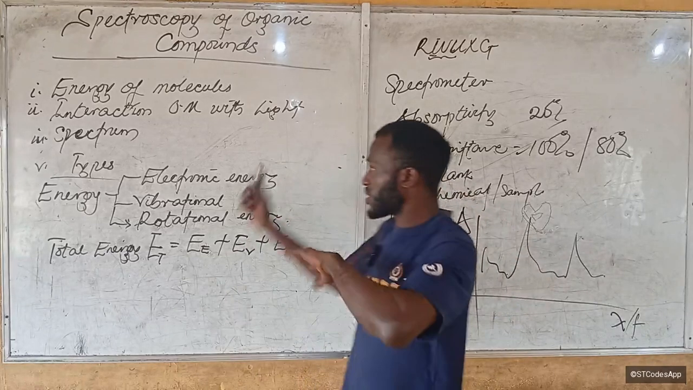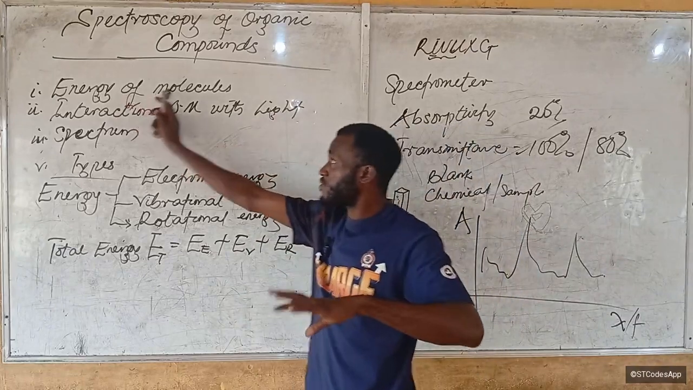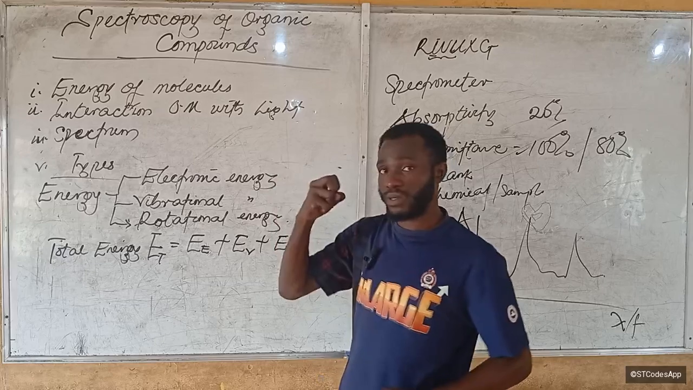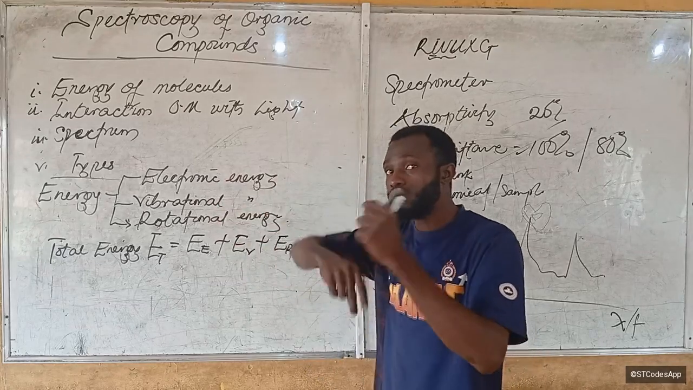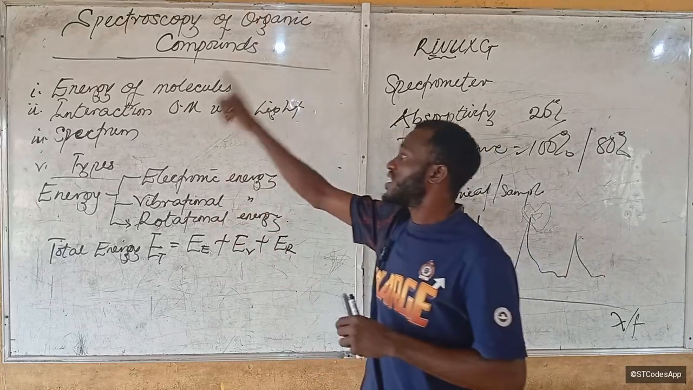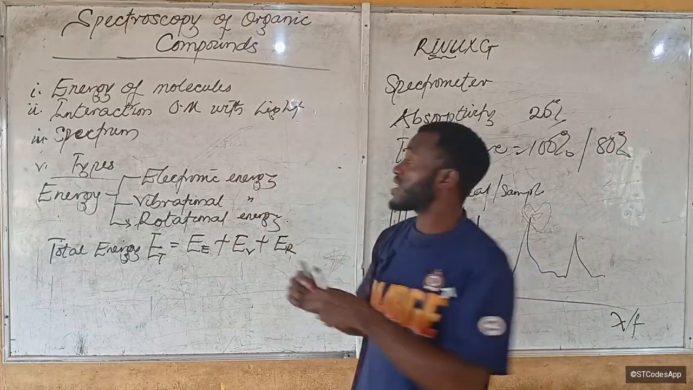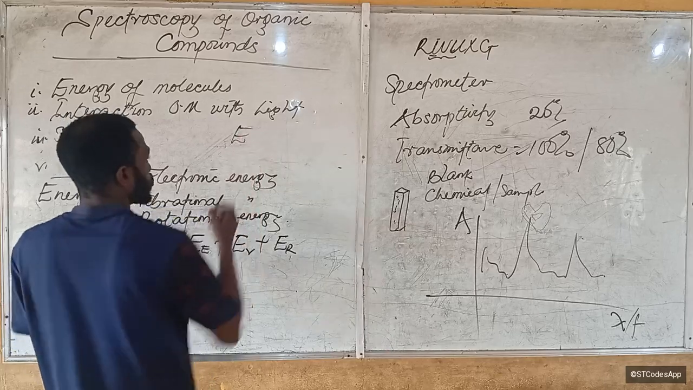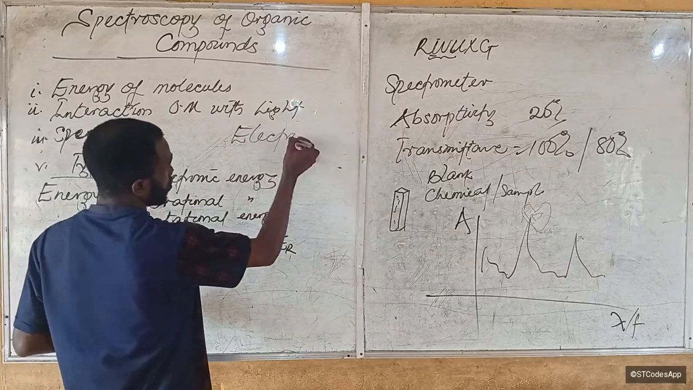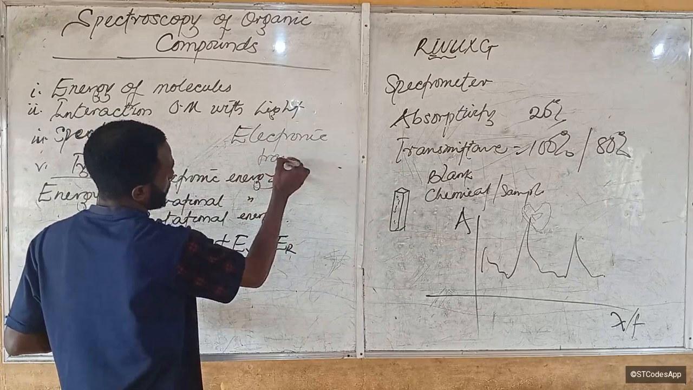But let me reiterate what I said. I talked about the energy of molecules, where there is absorption of light and then an electron moves to another energy level. When it moves to another energy level, the process is actually called electron transition, or electronic transition.